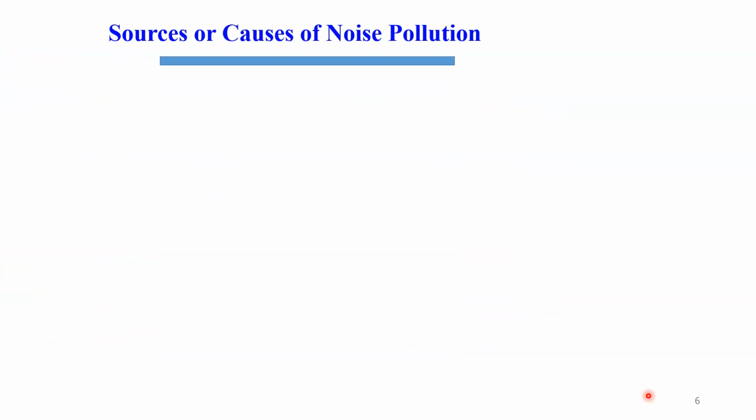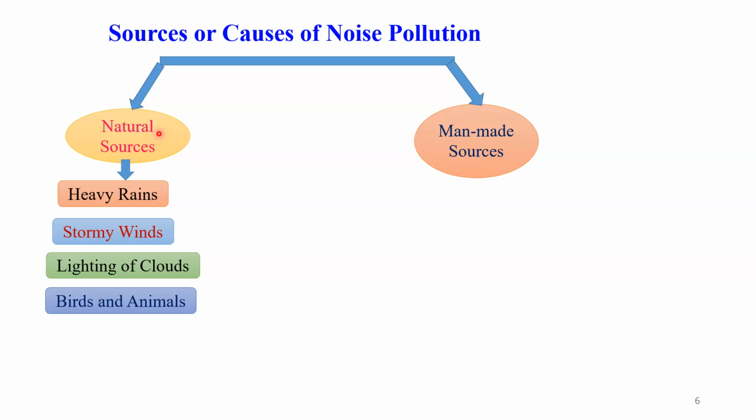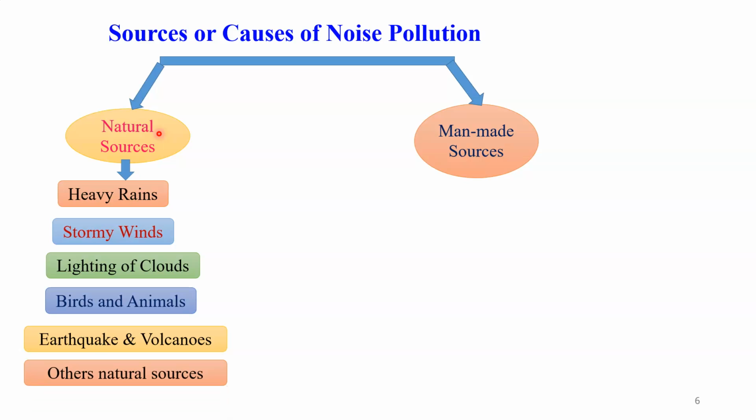Dear student, now let us discuss the sources or the causes of noise pollution. All the causes of noise pollution we can classify into two categories. That is, first is natural sources or the natural causes, and second is man-made sources or the man-made causes. Natural sources, for example, we have heavy rains, then we have stormy winds, then lightning of the clouds, birds and animals, I mean sound of birds and animals, earthquakes and volcanoes, and other natural sources, maybe like sea waves that we have present on the seashore, that also include here, and others also that we will discuss in detail after this classification.